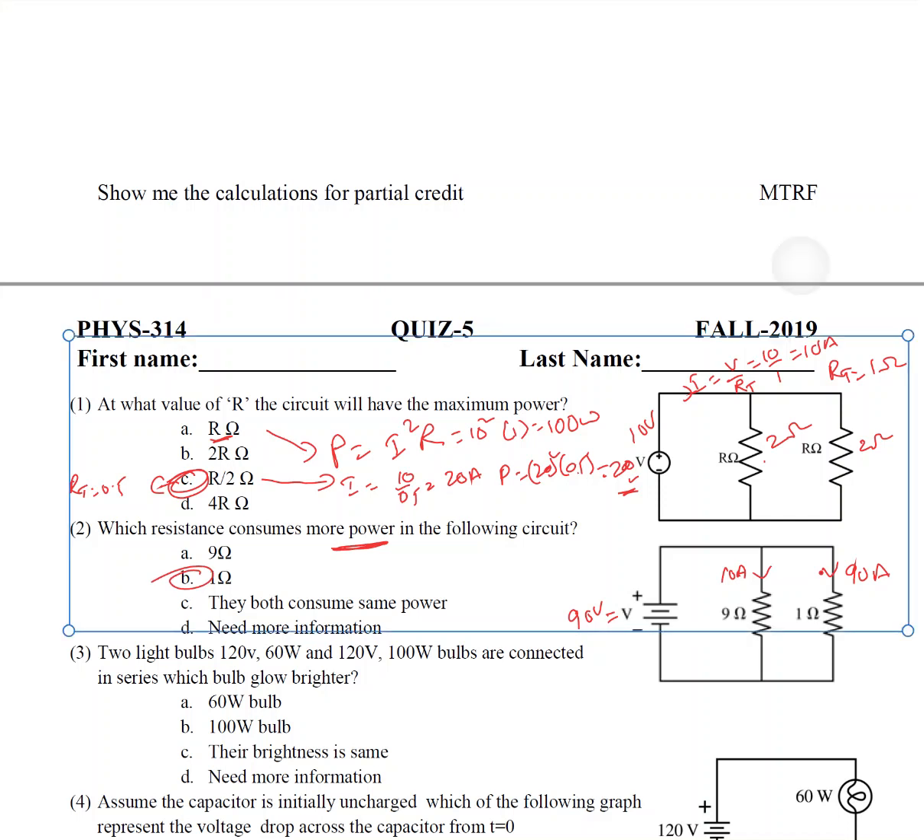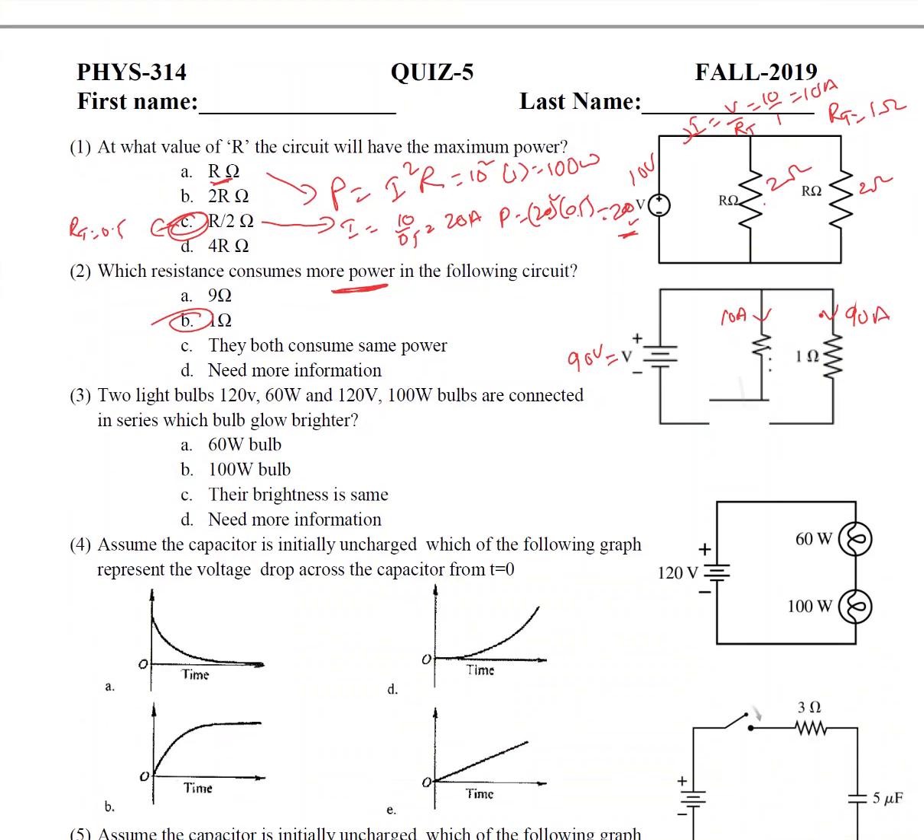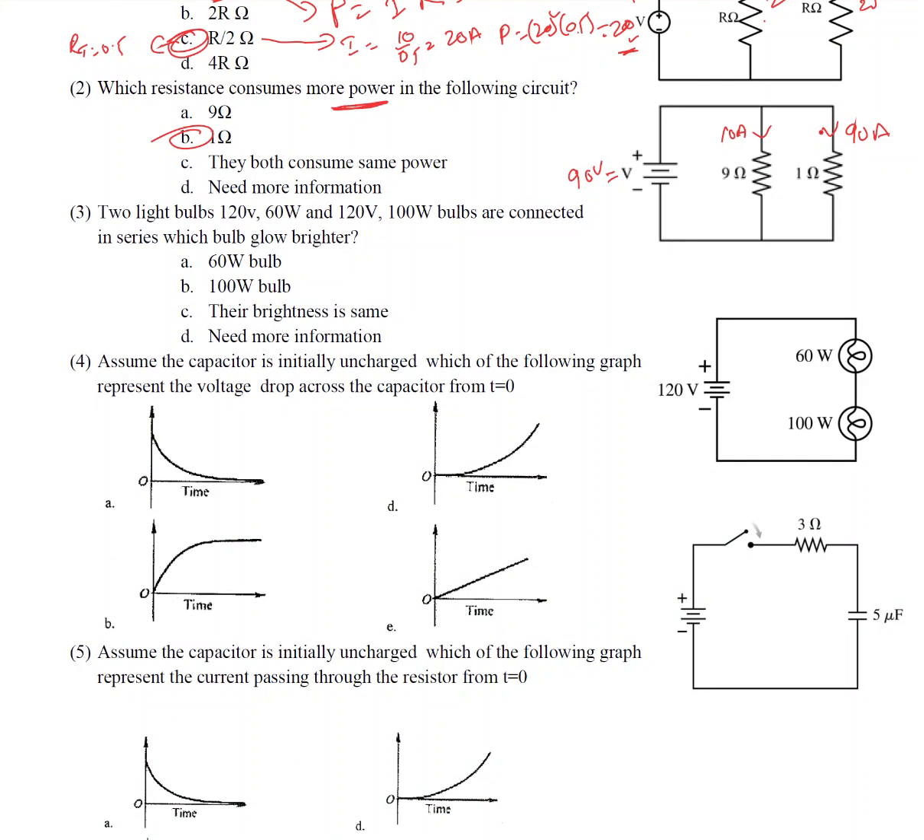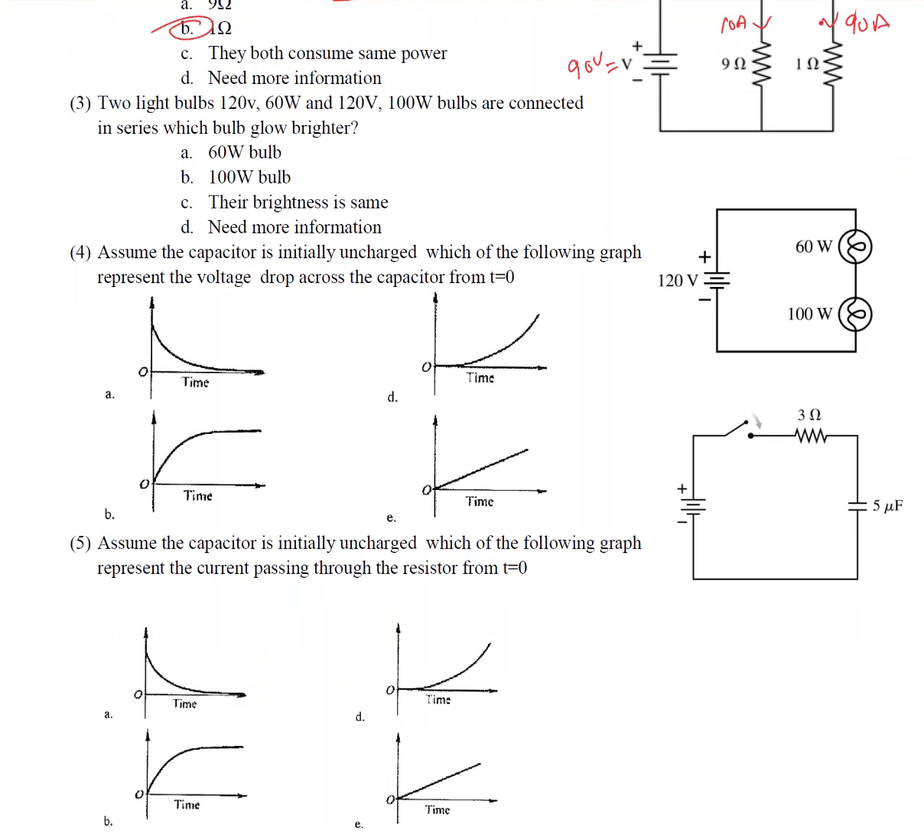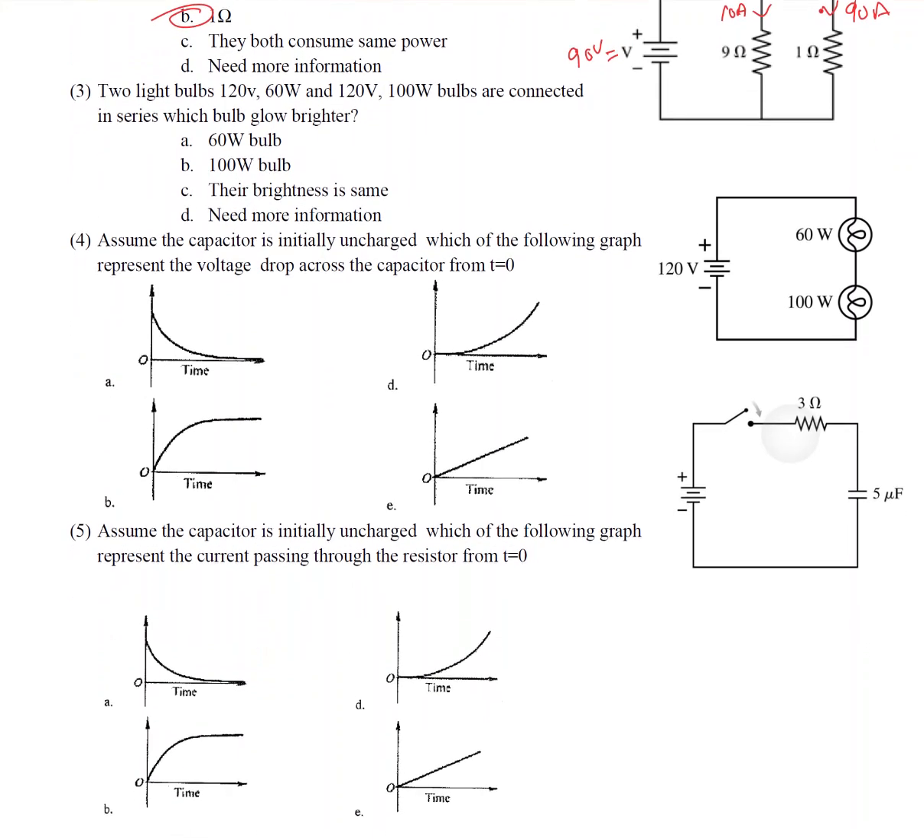Next one, two light bulbs of 120 volt 60 watt and 120 volt 100 watt are connected in series. Which bulb glows brighter? The 60 watt bulb glows brighter, because you need to find the resistance value. A 60 watt bulb is going to have more resistance than a 100 watt bulb, so there is more voltage drop across this compared to this. So that bulb will glow brighter.